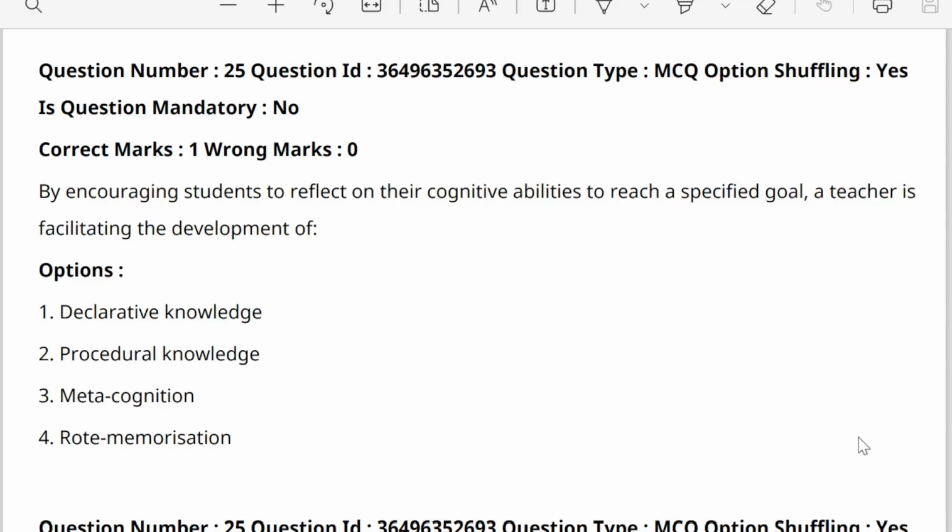But by encouraging students to reflect on their cognitive abilities, what the teacher is aiding is metacognition, which basically means knowledge about knowledge. That means I know that I know. So the correct answer is 3, metacognition.